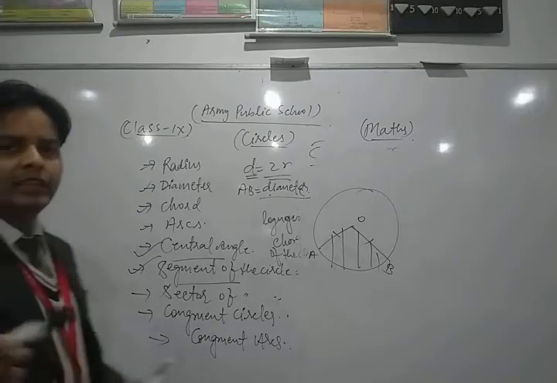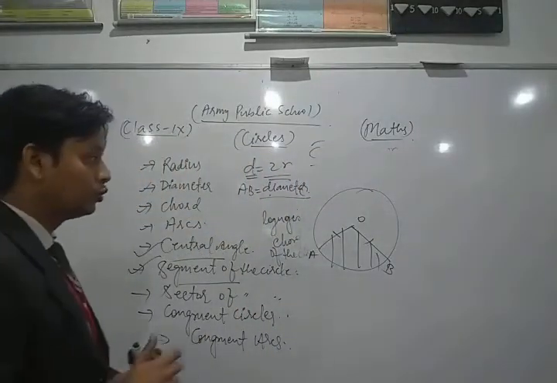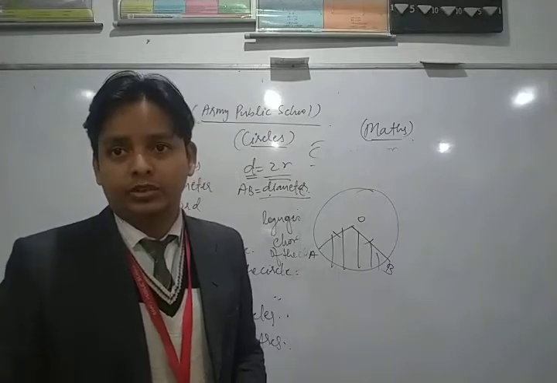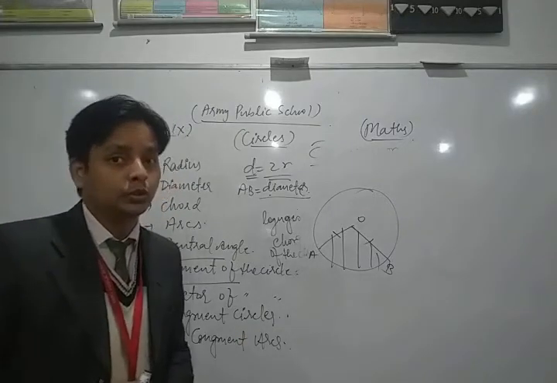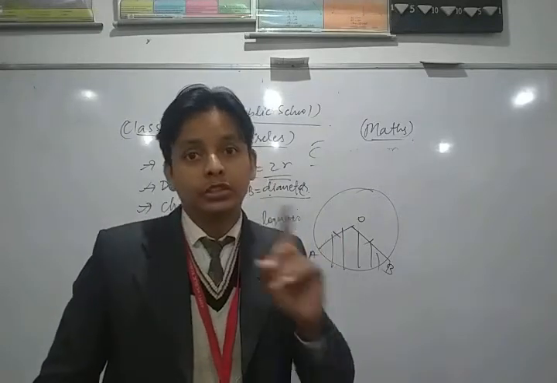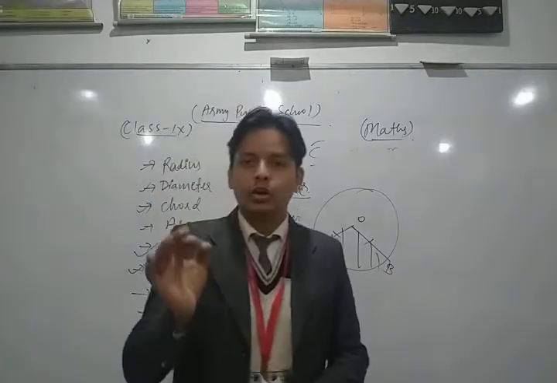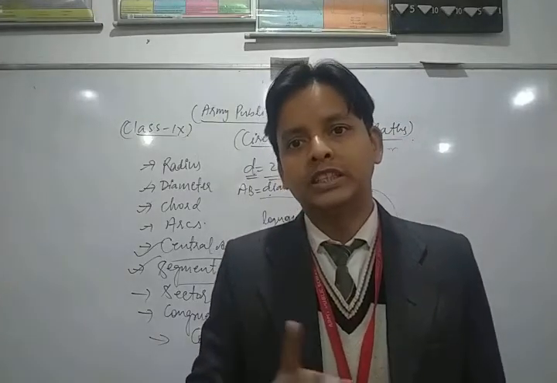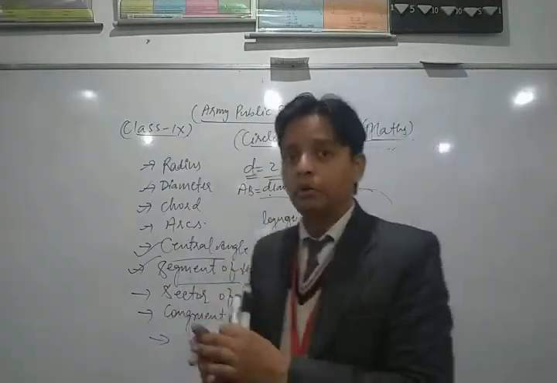Congruent circles: two circles are said to be congruent if they have the same radii. Congruent arcs: two arcs of a circle are congruent to each other if they subtend equal angles at the center of the circle. If arcs are congruent, then the circles are also congruent to each other. This is a very important result. So please remember all these points and terms, which are very important for this chapter.